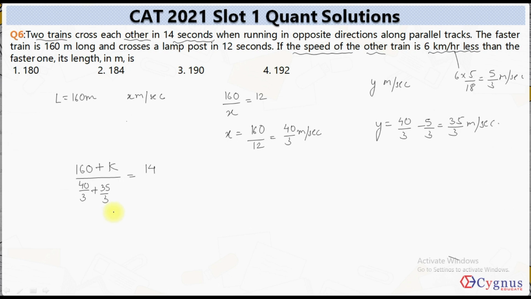14 seconds. So it becomes 160 plus k by 75 by 3, that is 25, is equal to 14. Now 160 plus k is equal to 25 into 14. What is 25 into 14? I believe 350. So this will give you k is equal to 350 minus 160, means 190 meters. So again, this was a sitter for me. This was a doable question. You shouldn't leave this. It's a very easy question. Fine.